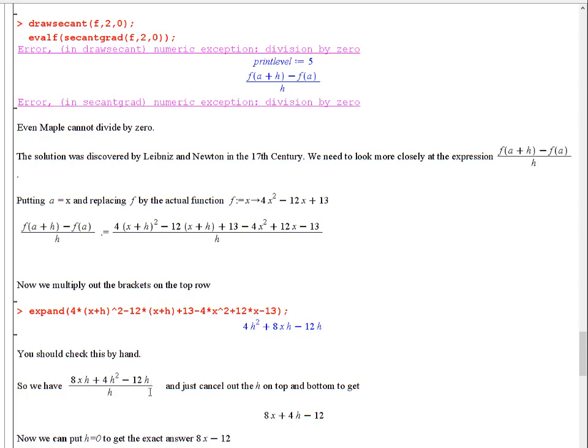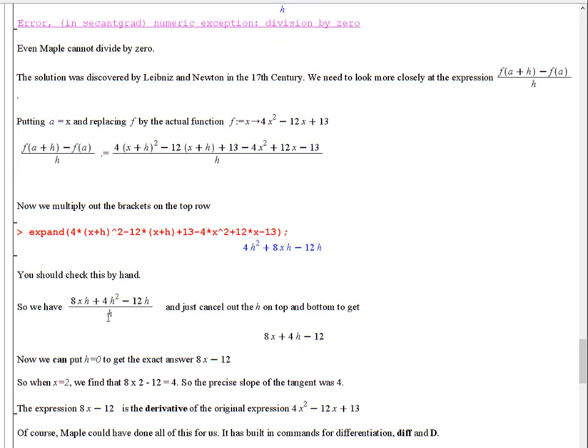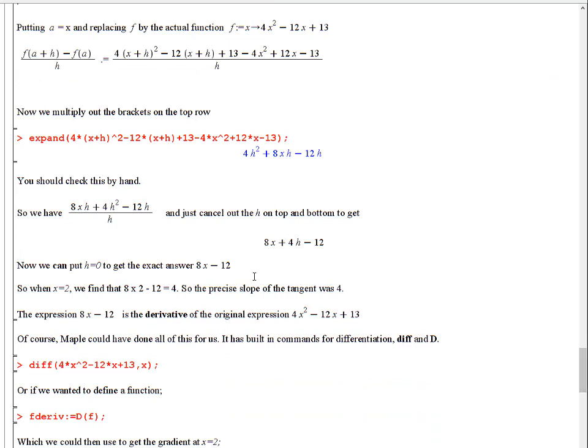But now, through suspending that problem of it being not defined here, we can just cancel out the h's. So that goes with that, this goes with this, this goes with this. Cancel out the h's, we have this. And now suddenly the problem has disappeared. Here we can put h is 0, because it's no longer on the bottom of a fraction. H is 0 means this disappears, and we get the answer that Leibniz and Newton had all those years ago, which is that we can get an exact answer, which is 8x minus 12.